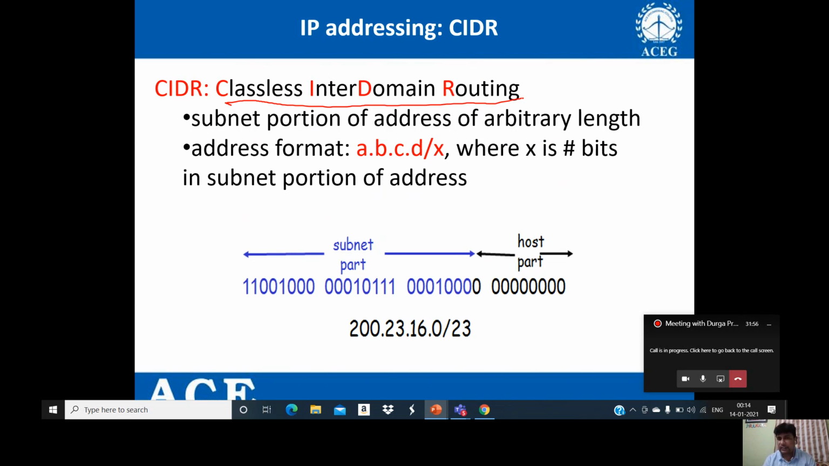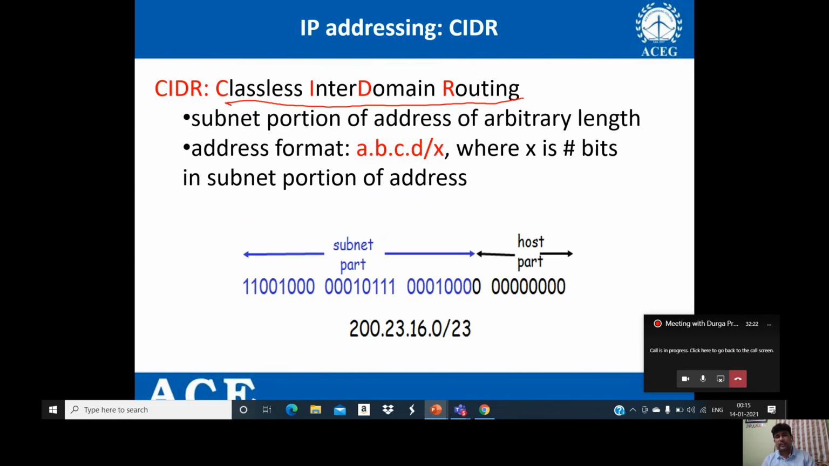That is, for class A, it is 8 bits of network ID and 24 bits of host ID. For class B, 16, and class C, we had 24 bits of network ID and 8 bits of host ID. Now, in this case, you could find either shortage of addresses or excess of addresses. To overcome that problem, we are adopting classless interdomain routing.